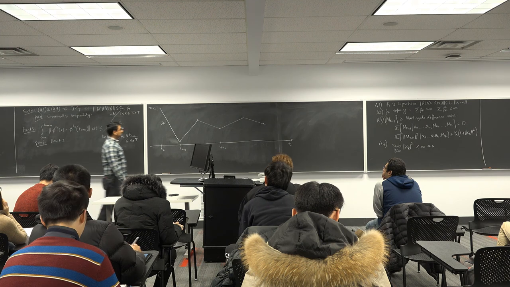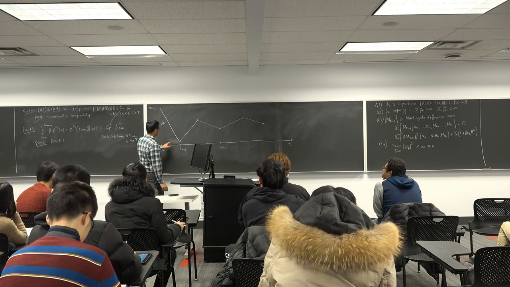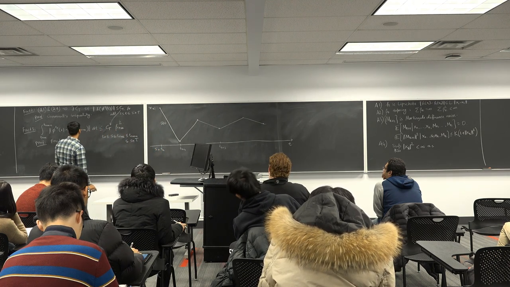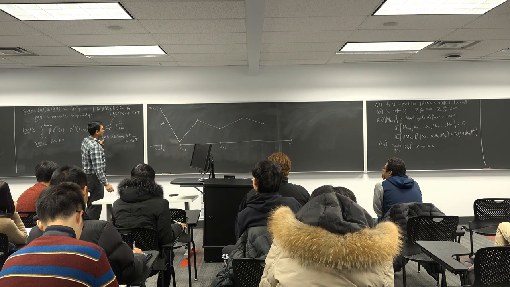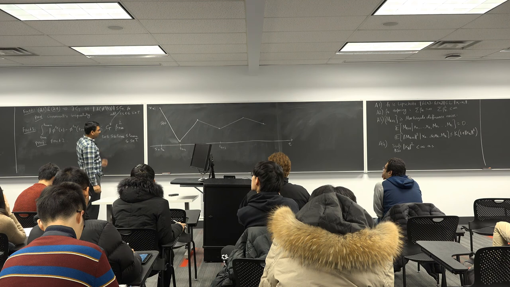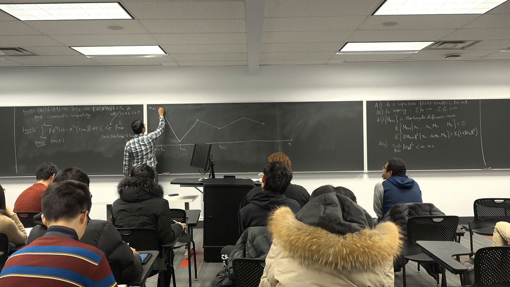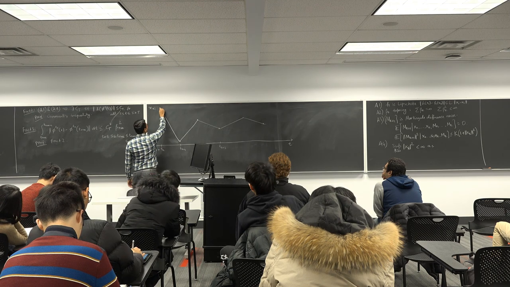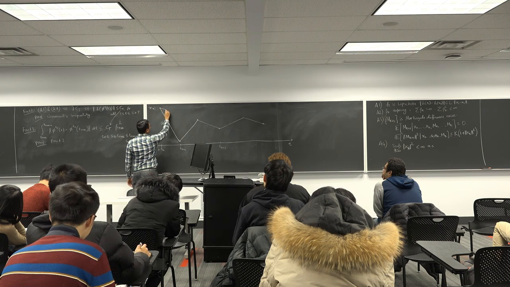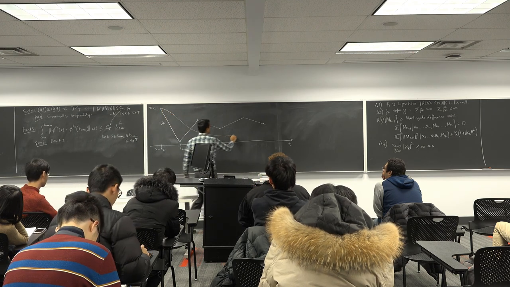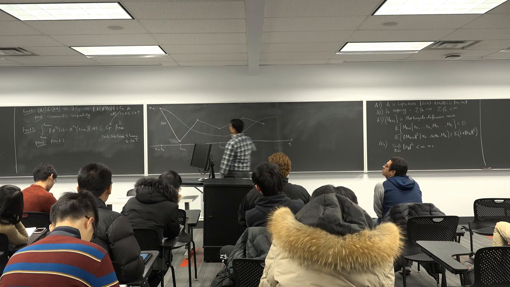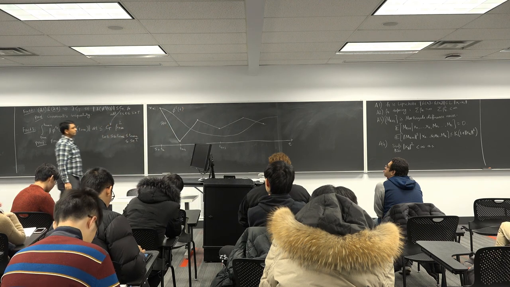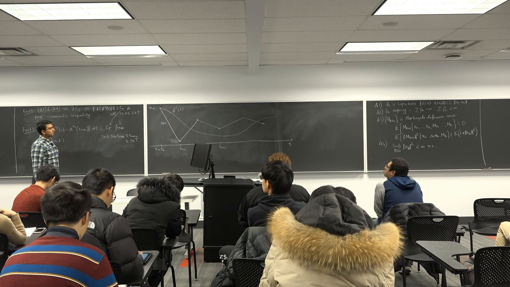Now I pick a point S. Let's pick this to be the S, so S is equal to PK, or I'm using the end. I'm going to run the differential equation from this starting point. This is my differential equation, this is my P of S of T. That's the solution to the differential equation.